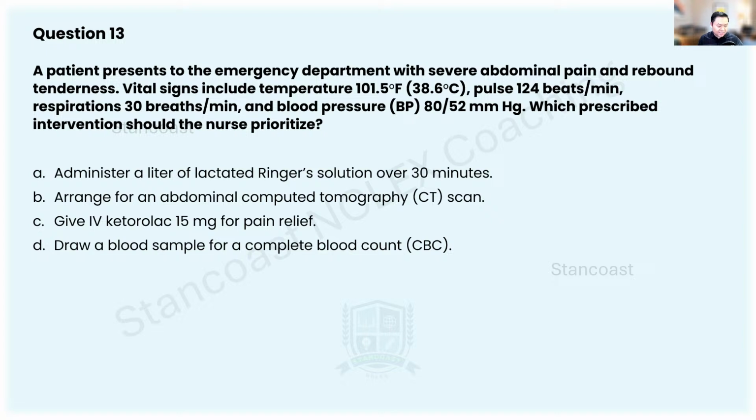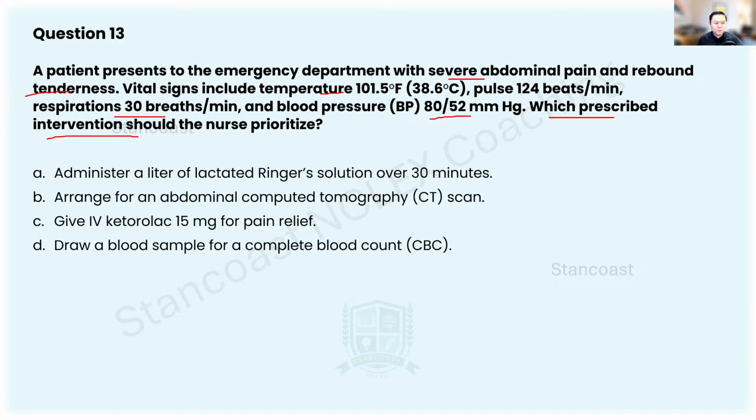Yes, that's correct, Milrose. We need to do the IV fluid infusion for item number 12. Yes, I agree. Okay. Are you answering for number 13? I'm not quite sure. So what is your answer for this item, number 13? Which prescribed intervention should the nurse provide? Your patient has severe abdominal pain, rebound tenderness, temperature of 101, blood pressure of 80/52, respirations 30.